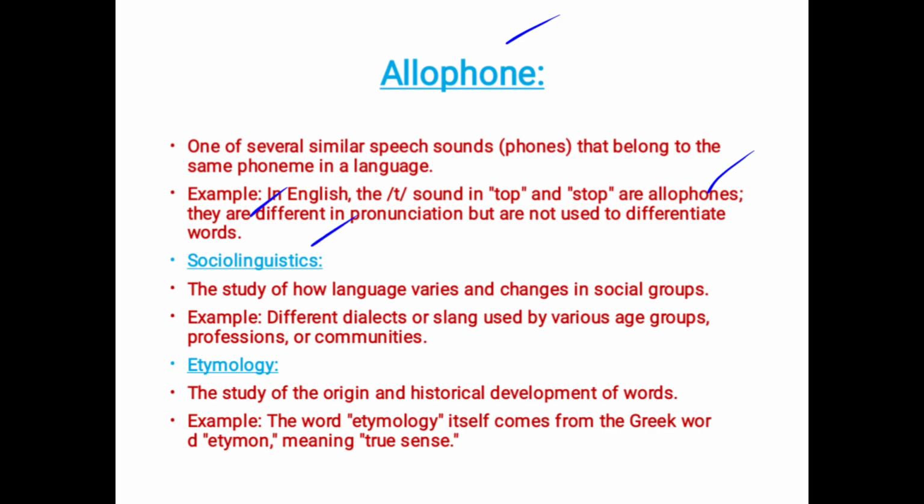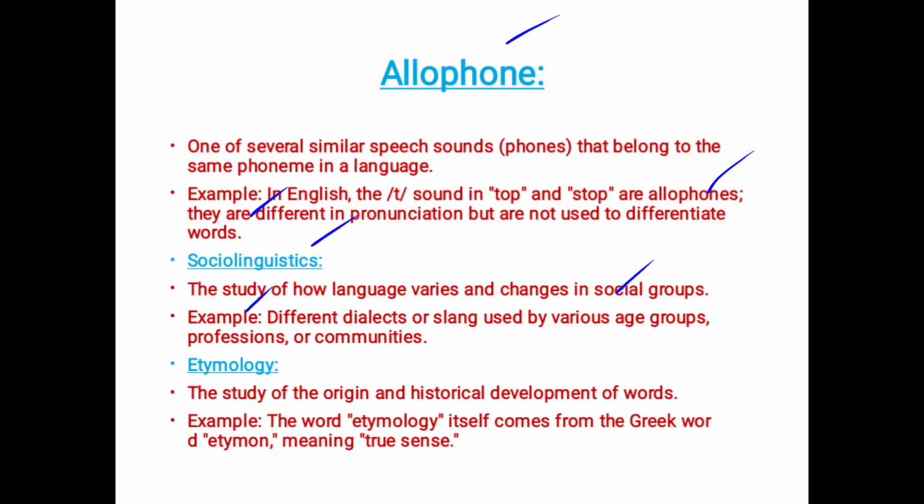Sociolinguistics. Sociolinguistics is about society and language. It means it's all about the language which is used in society. The study of how language varies and changes in social groups. Now, obviously, it's society. In your village, it doesn't mean that the whole village will speak the same language, the same accent which you speak. No, everyone has a different accent. The same is discussed in sociolinguistics.